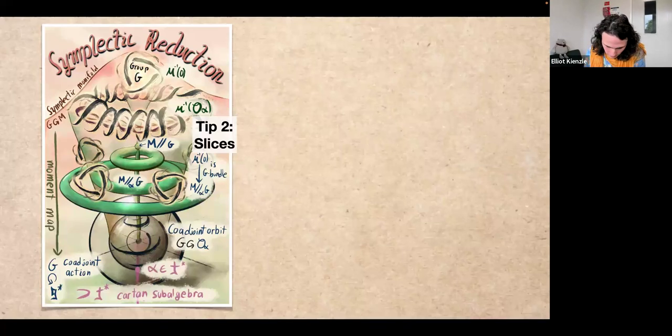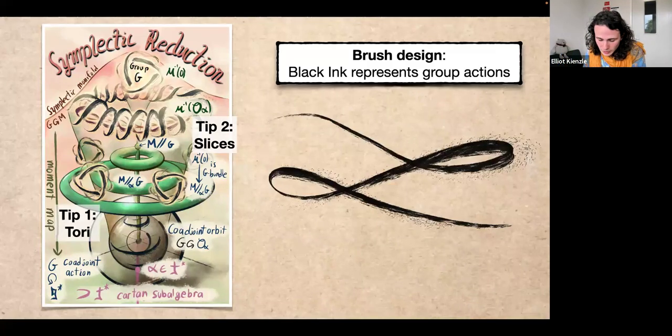You see this cone right here is a slice, and this is, in fact, the literal slice that the mathematical theory of symplectic reduction spits out. Again, mathematical and visual slicing are the same. Again, also some tori. Can't forget tip number 1. But what I want to focus on is the brush design of one specific brush in this picture, which is specifically this black calligraphic ink brush.